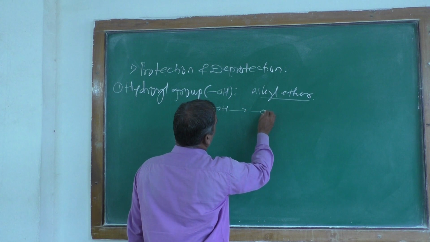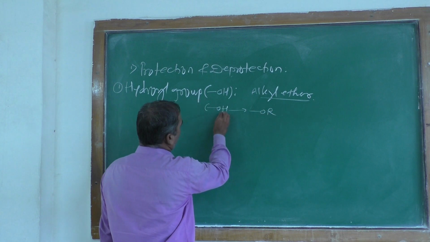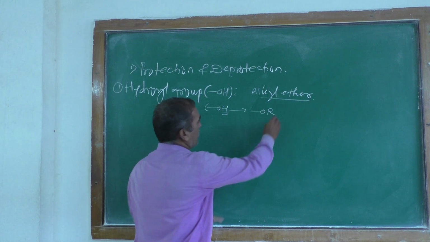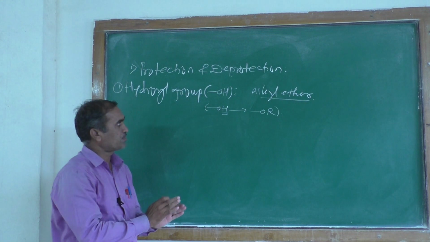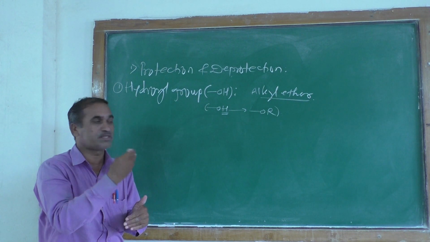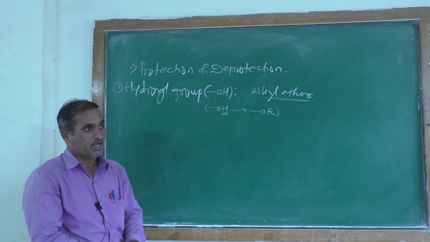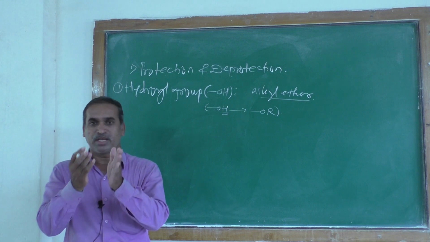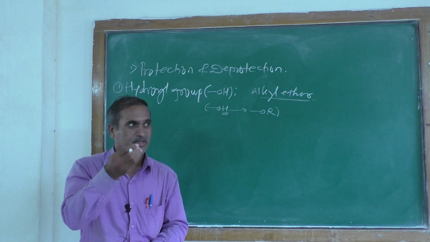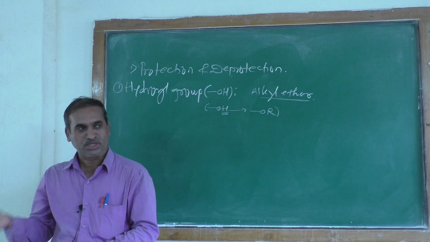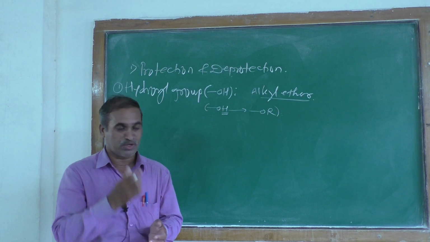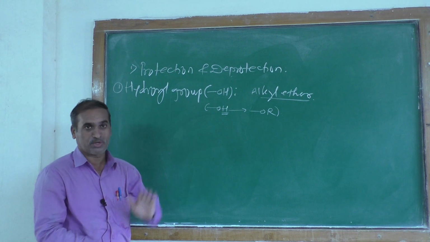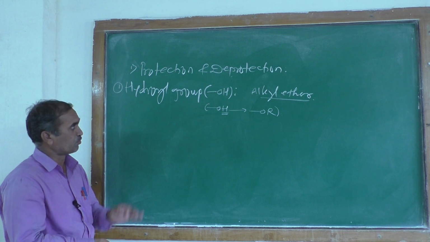it changes into OR, means here the hydrogen atom gets replaced by an R group, and that is nothing but a protection of that alcohol. And as we know, this hydroxyl group, OH group, is present in primary, secondary, tertiary, as well as in phenolic OH. So this is the nature of that hydroxyl group.